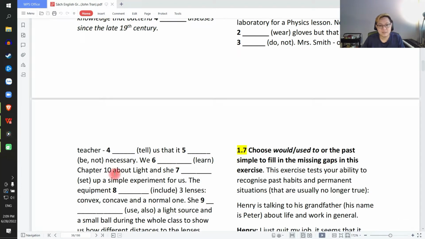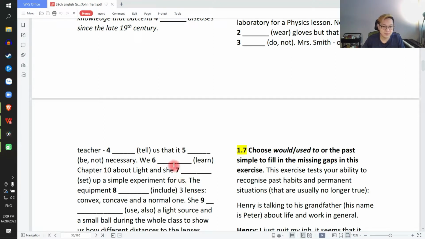We were learning chapter 10 about light, and she set up, or she was setting up a simple experiment for us. So you can talk about a background context that she was setting up an experiment for us. So number 6, we were learning. Basically, this is also like you are trying to say a context for something else to happen. Cái chỗ số 6 này có thể mình đưa ra một cái ngữ cảnh cho một cái chuyện gì đó nó diễn ra.